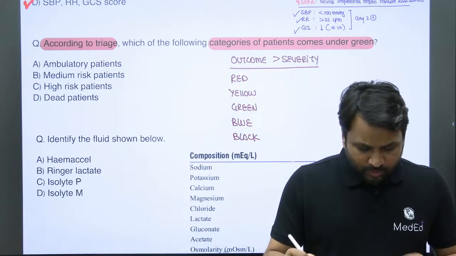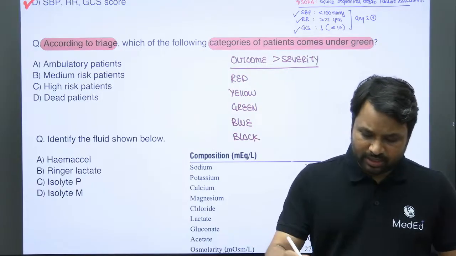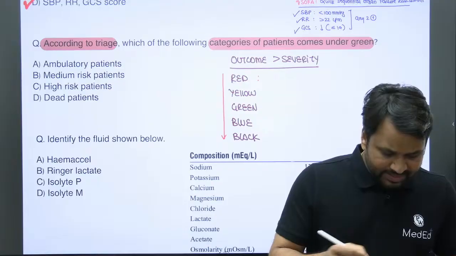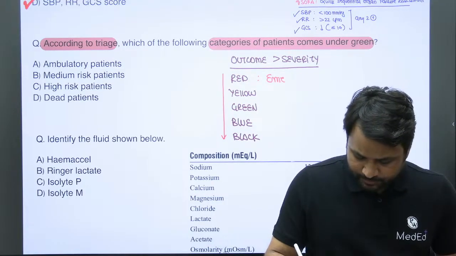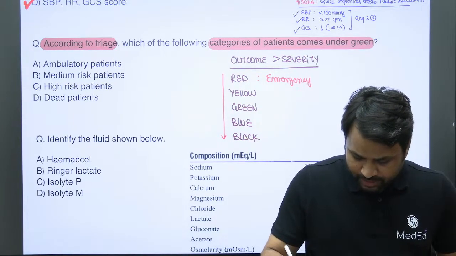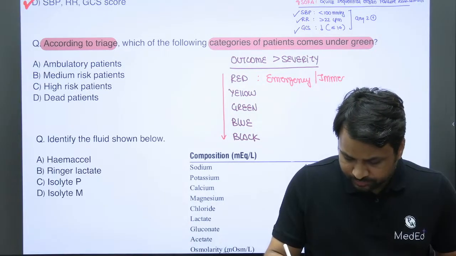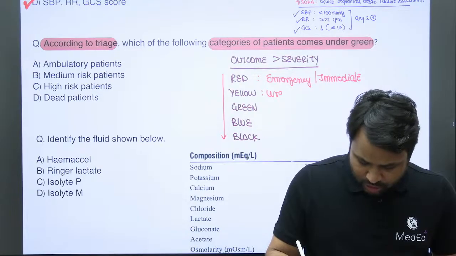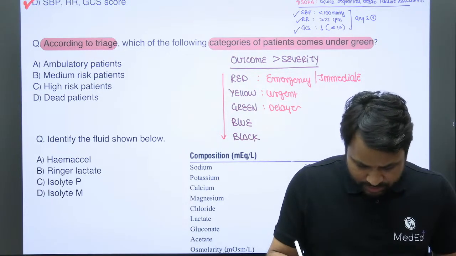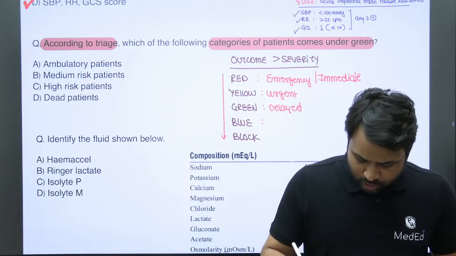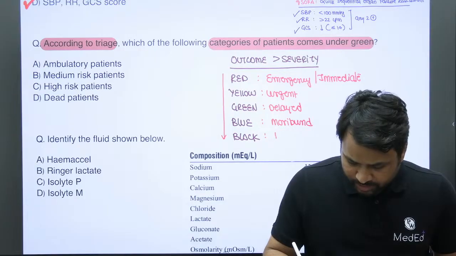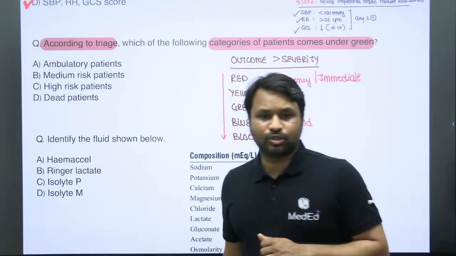Now, when you talk about all these components, this is the priority list. The highest priority is for the red, the least priority is for the black. The red basically indicates emergency, which requires immediate attention. Yellow basically is urgent. Green is a delayed component. Blue is going to be moribund. Black is going to be a dead patient.